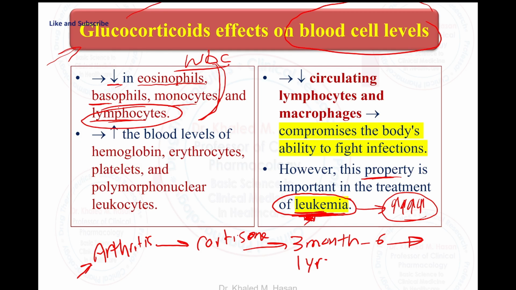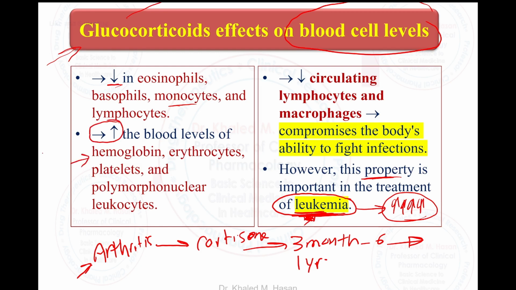Okay, what else here? Number one, decreasing eosinophil, basophil, monocyte, and lymphocyte. On the other hand, they found that cortisone or glucocorticoid increases hemoglobin. Someone may say, okay, we can use it for treatment of anemia, for example. It increases hemoglobin and erythrocytes. It also increases platelets, so we can use it for patients with thrombocytopenia. It increases polymorphonuclear leukocytes, which are neutrophils.